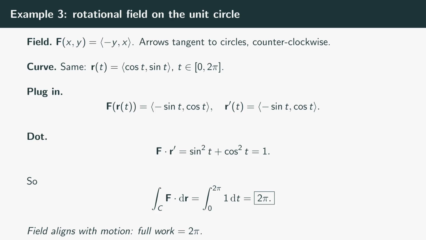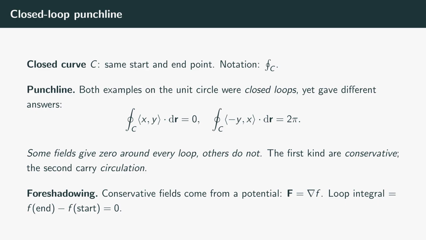Two fields, one curve, two stories. The line integral is sensitive to the relationship between the field and the path. It returns a number that measures how cooperatively the two interact. A closed curve is one whose start and endpoints coincide. A loop. The unit circle is a closed curve. We traversed it from t equals 0 to t equals 2 pi and ended up back where we started. The standard notation for a line integral around a closed loop is the closed line integral, written with a circle in the integral sign.